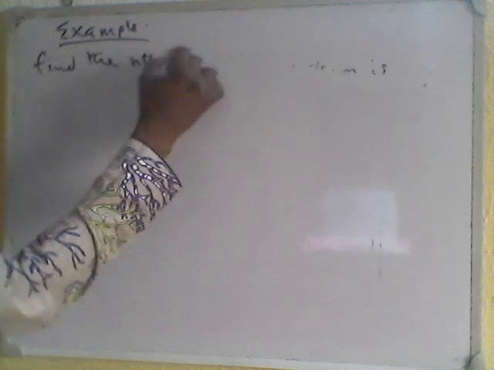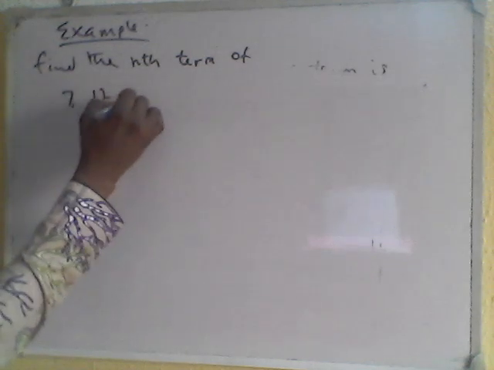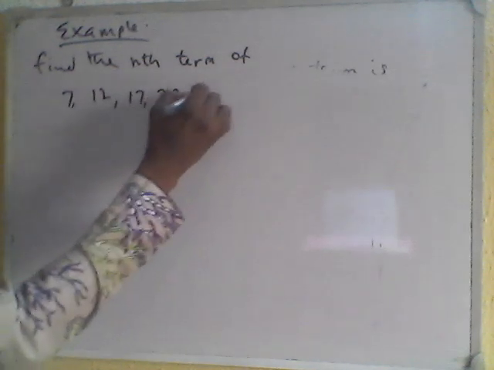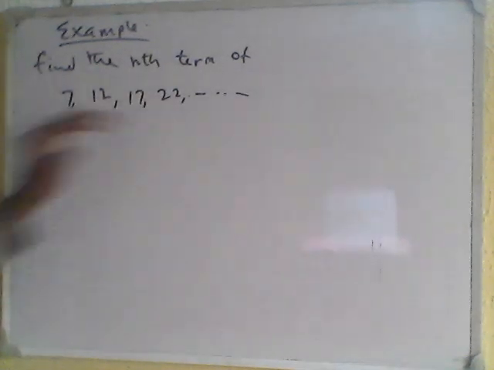So we're going to find the nth term of this sequence. Find the nth term of 7, 12, 17, 22, and so on. Okay, from here, let's know what kind of sequence this is. Is it arithmetic or geometric?